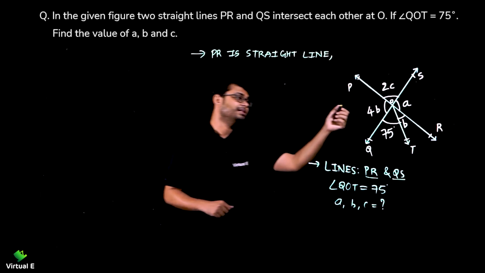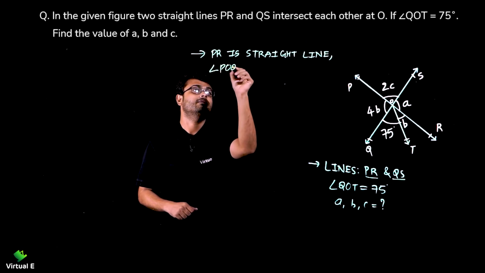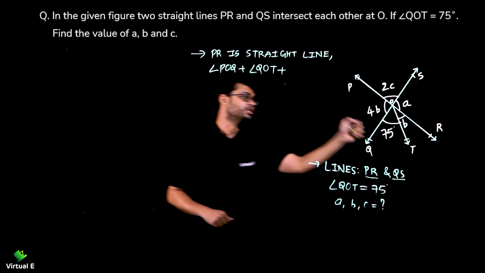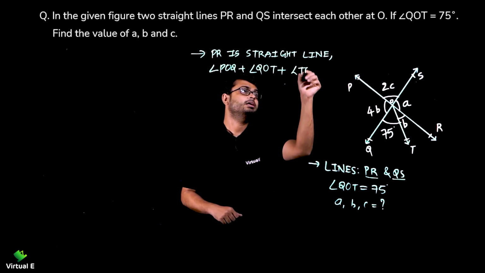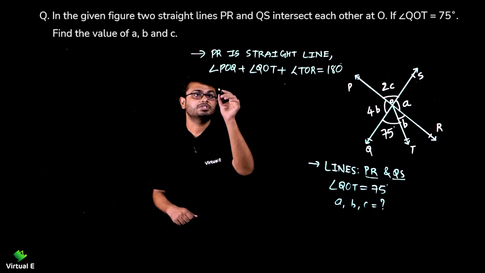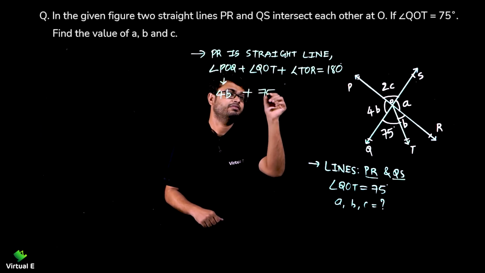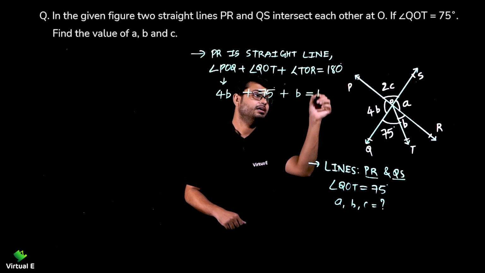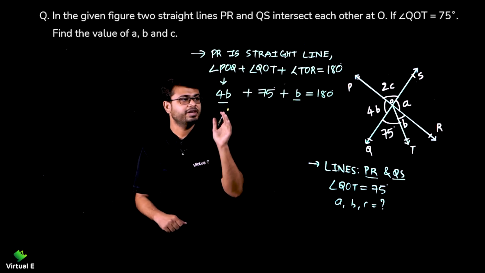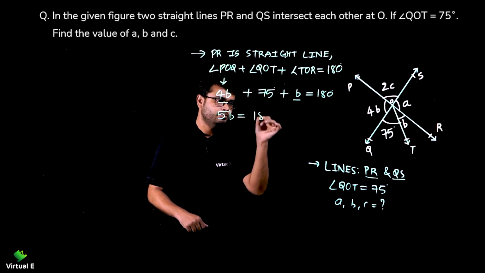Done. Now let's add the angles and write here. Angle POQ plus angle QOT plus angle TOR. Angle TOR is equal to 180 degrees, right? So first we have here 4B, then here 75 degrees plus B, and 180 degrees, right? So 4B and B are a linear equation in one variable, and the rest we have are numbers. So we can write here 5B is equal to 180 degrees.